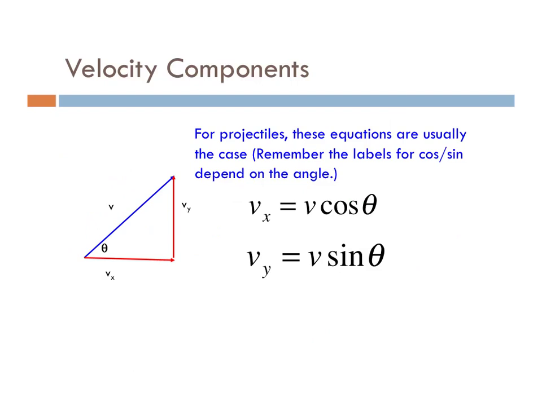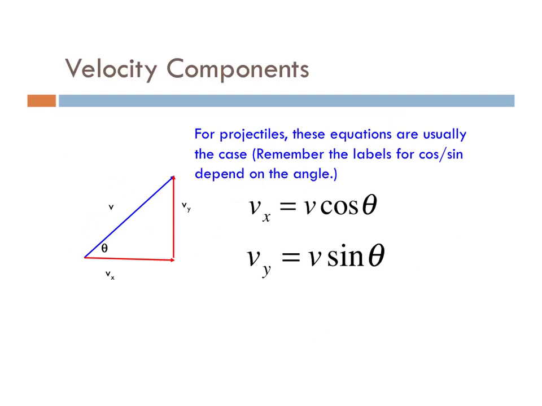So for two-dimensional motion, the vector that we most use is velocity. And if we have a velocity vector, then we need to make sure that we break it down to two components, because each are going to be treated separately. So for projectiles, these equations are usually the case. Remember that the labels for cosine and sine depend on the angle.